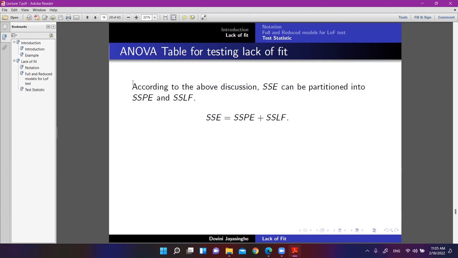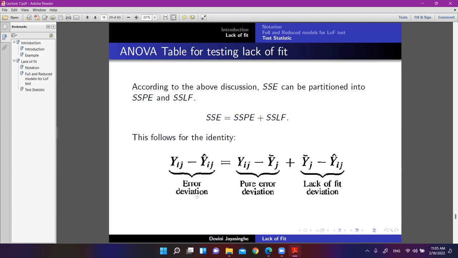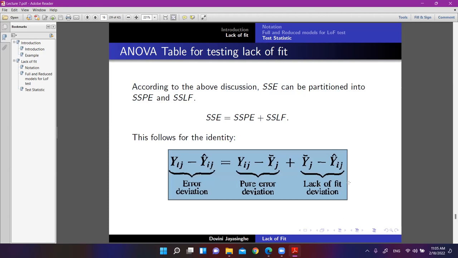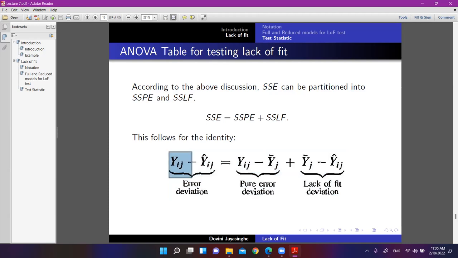Right, okay, fine. So according to the discussion, SSE can be partitioned into pure error sums of squares and lack of fit sums of squares. To identify this by notation, this is how it's given: lack of fit deviation. This is the same thing that we discussed in the sketch which I drew initially, right? With 5 data points I sketched and showed you, right? So total error deviation is the ith observation at the given x level minus the fitted value at that given x level. This is the SSE, right?